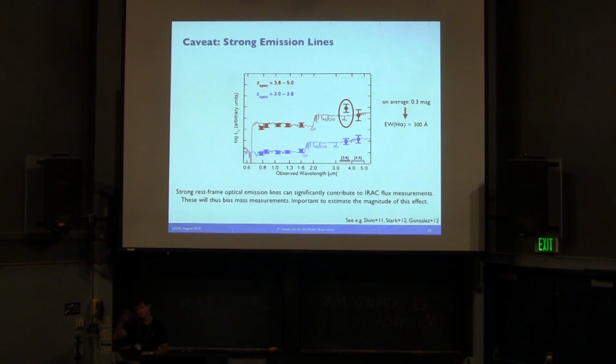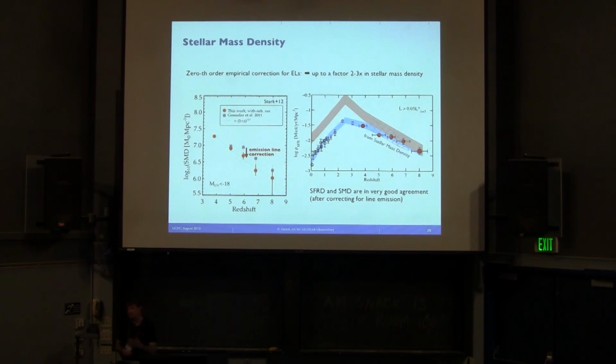And so unfortunately these emission lines are evolving to getting stronger at higher redshifts. And so these are going to be extremely important, in particular at redshift 6 and 7, where you have emission lines in both bands. And so then Stark did an empirical correction essentially for this. At redshift 6, 7, you get a factor 2 to 3 lower mass densities if you include this. But after the correction, essentially the stellar mass densities and the star formation rate densities are actually in quite good agreement.